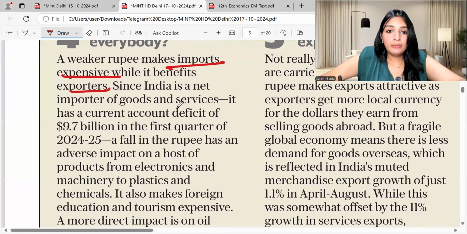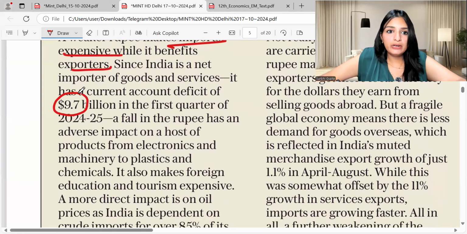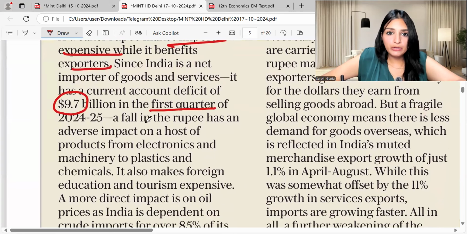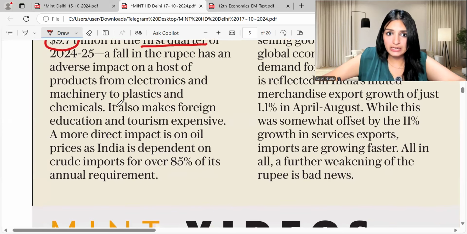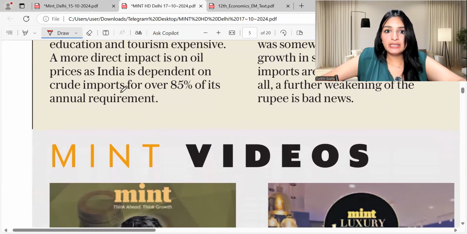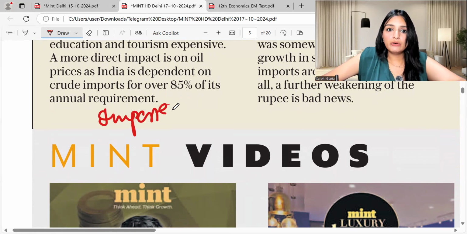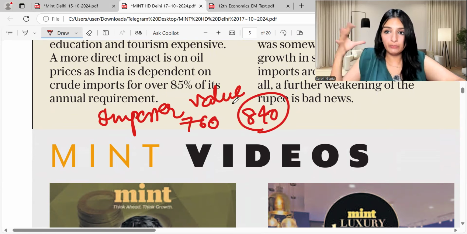Since India is a net importer of goods and services, it has a current account deficit of $9.7 billion in the first quarter. A fall in rupee has an adverse impact on a host of products from electronics and machinery to plastic chemical. Okay, so that is what we are saying, that India is dependent, India is a major importer. So because of devaluing of the rupee, the value of imports increases. As I said, if you are importing something, earlier you had to pay 760 rupees, now you have to pay 840 rupees. So import value, import bill will increase.